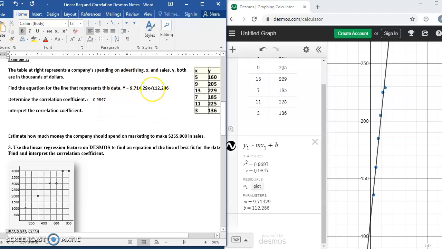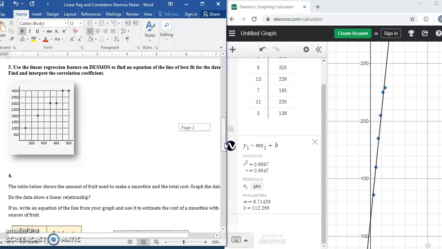So what brought me around to that is if I wanted to know, for instance, how much should this company spend if they are wanting to make $230,000 in sales, we could then input that into our Y. Or if we wanted to know how many sales can the company expect to make if it spends $20,000 in advertising, we could substitute that into the X and answer specific questions based on scenarios for that.